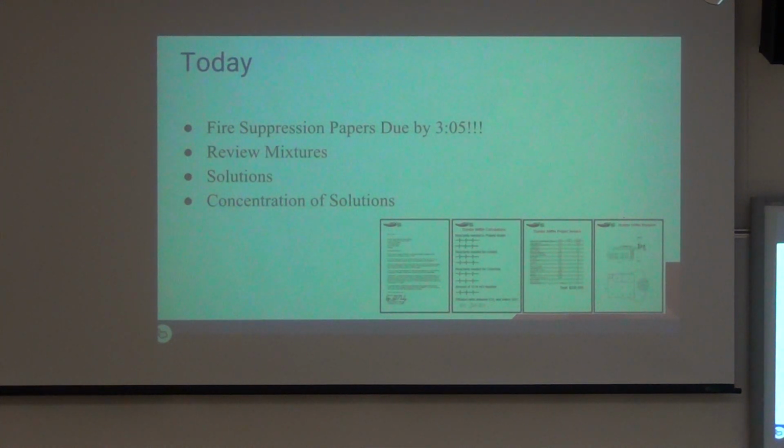Third page is your inventory. Make sure you've got it totaled up, and let us know and highlight whether or not you're below budget or above budget, where you are with that. And then the last page, of course, is your blueprints. Should look spectacular. So that's what we're hoping for. Any other questions about the paper?